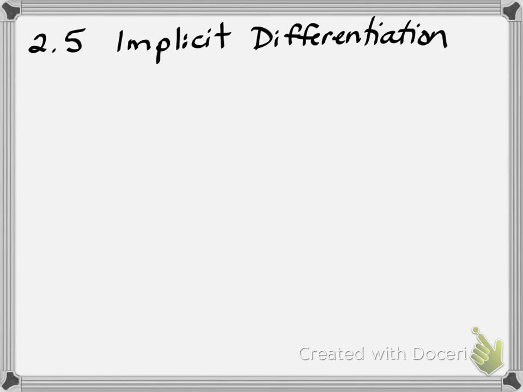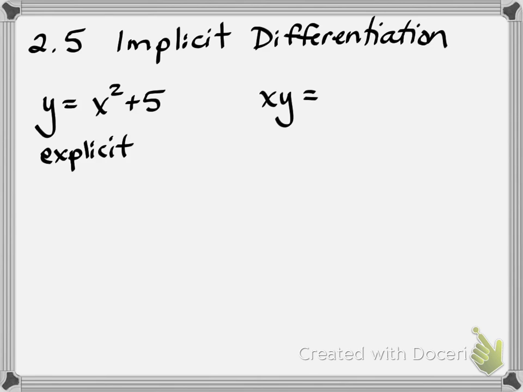So today we're learning the last new section, and we'll practice next week. This is called implicit differentiation. You might remember from pre-calculus when we had things like y equals x squared plus 5. This was an explicit form of an equation. And if we had things like this, this is an implicit form of an equation.